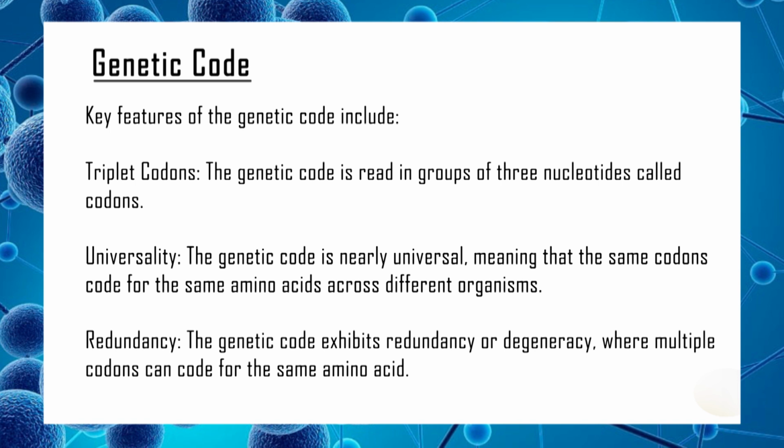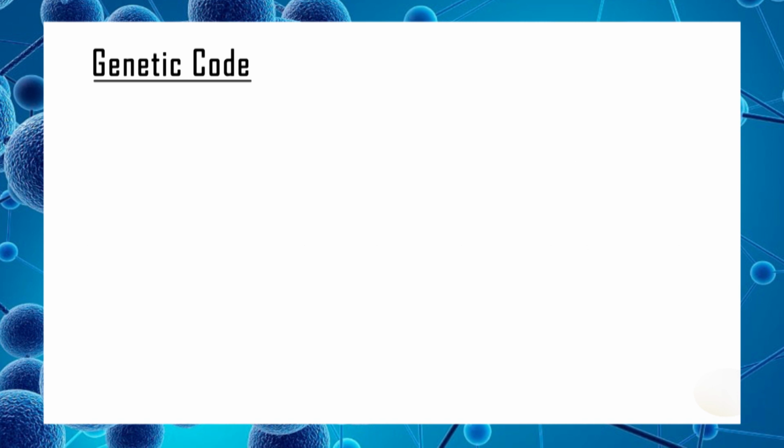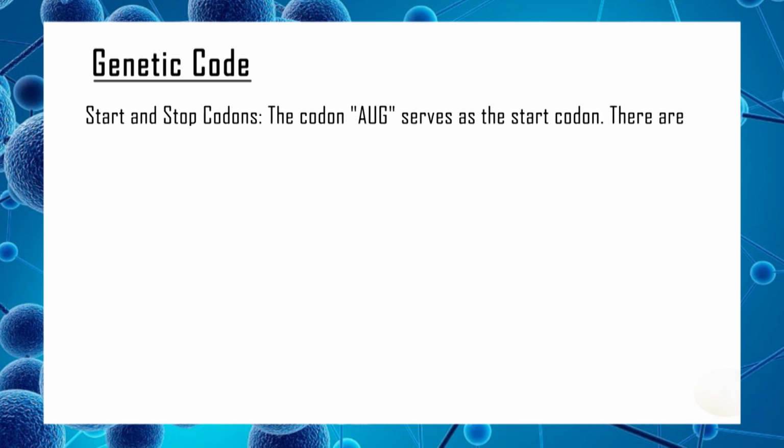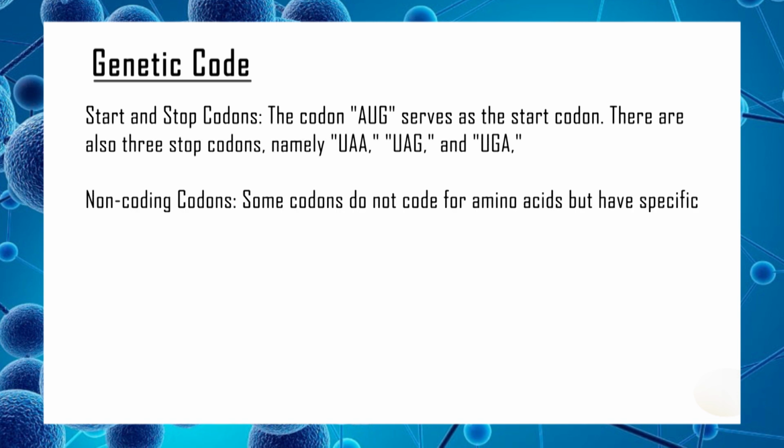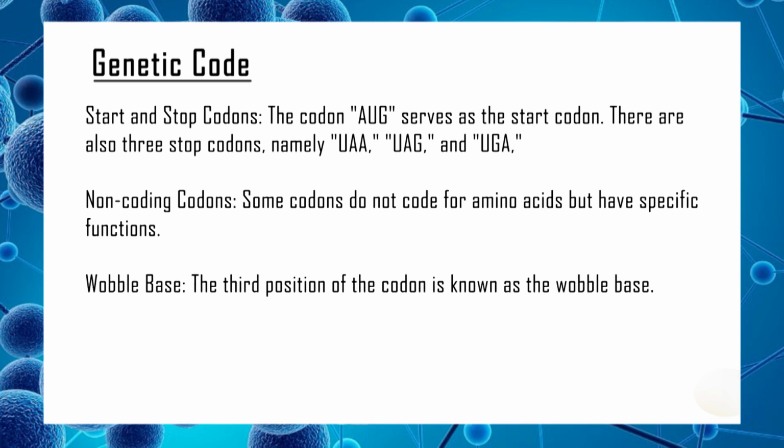The third factor is redundancy. The genetic code exhibits redundancy, or degeneracy, where multiple codons can code for the same amino acid. This redundancy provides a degree of error tolerance in the genetic code, as a mutation or variation in a DNA sequence might not always result in a change in the amino acid sequence of a protein.